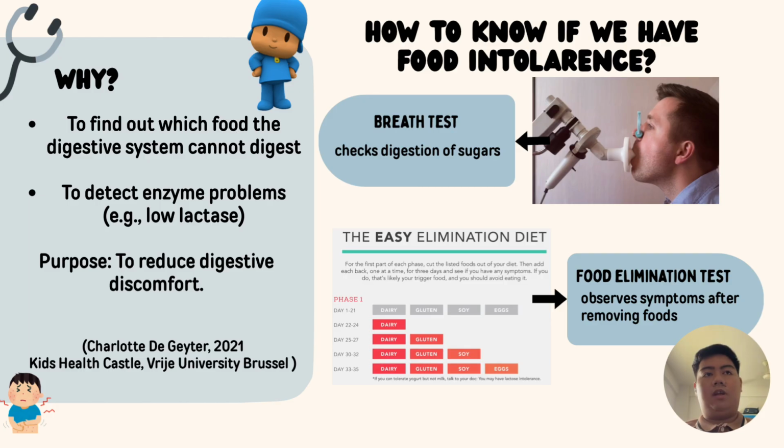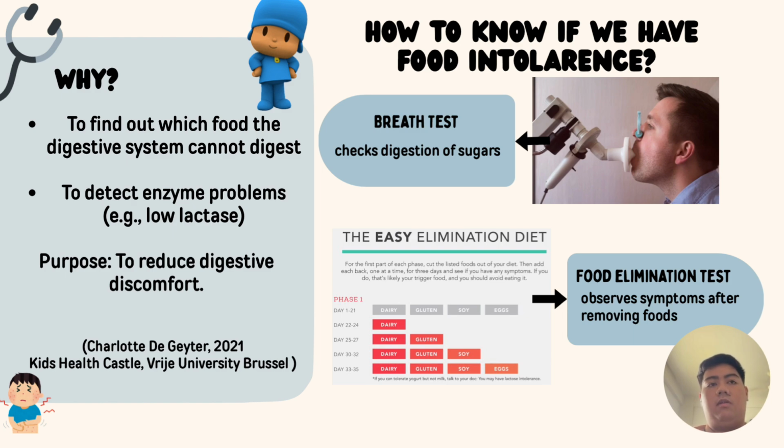Okay, but how do we figure this out? There's a couple of ways. First, there's a medical option, a breath test. This is a clinical test that checks how well you digest certain sugars. But a very common and practical method you can start at home is called the easy elimination diet. Here's how it works in a nutshell.